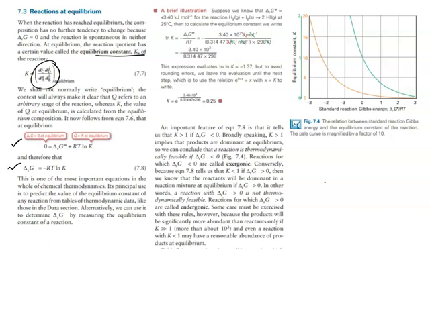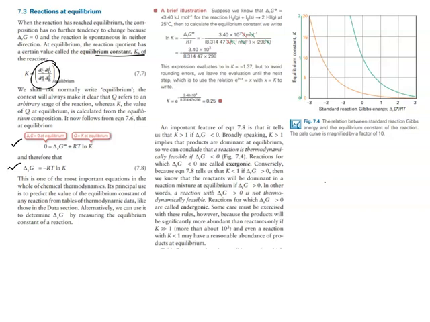Some care must be exercised with these rules, however, because the products will be significantly more abundant than reactants only if K is significantly greater than 1, like more than about 1,000-fold. And even a reaction with K less than 1 may have a reasonable abundance of products at equilibrium if it's close to 1.